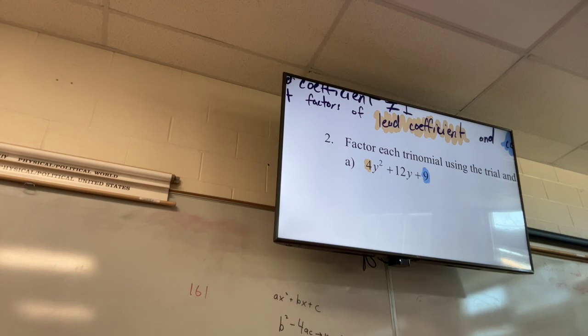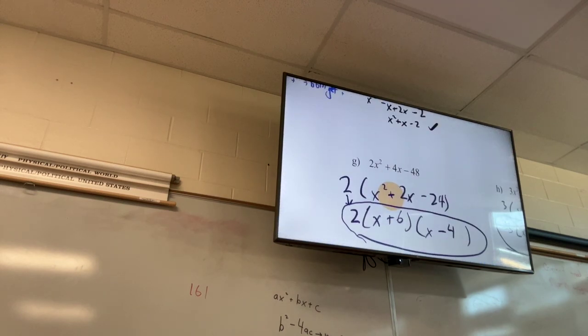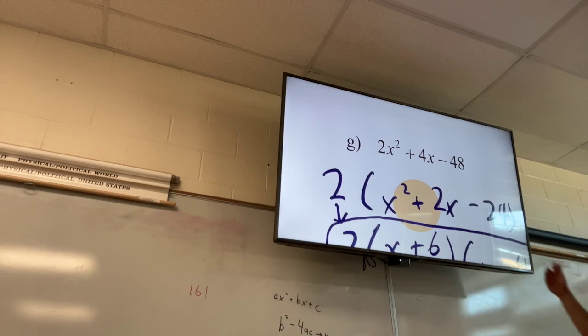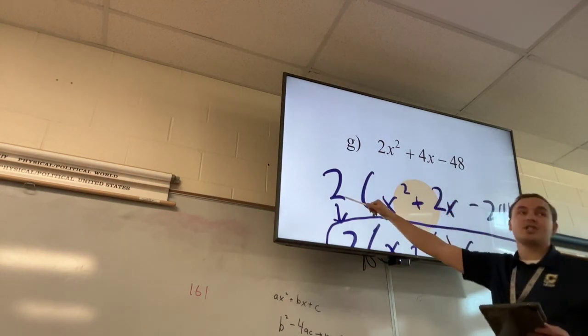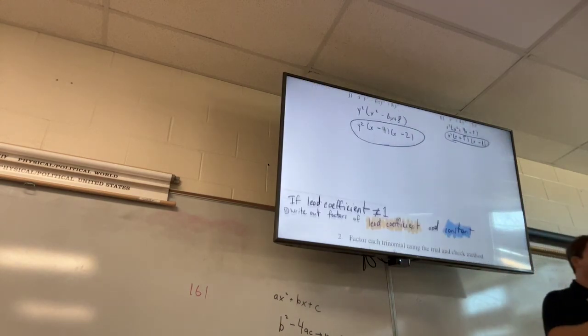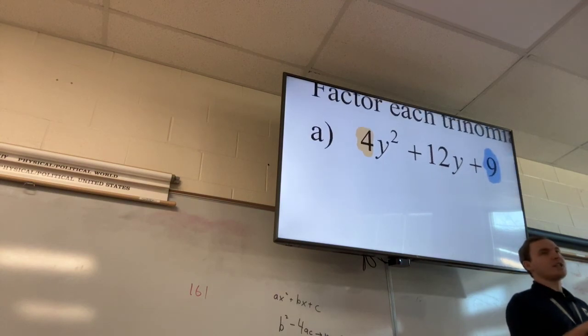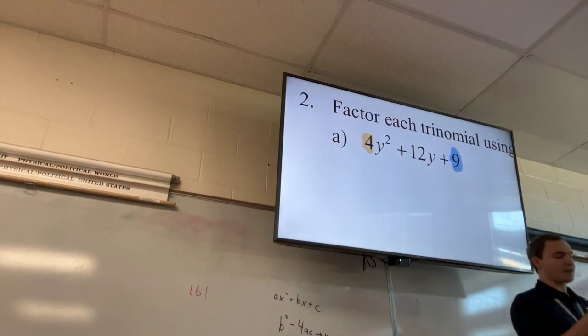Check for your GCF, that's always the first step, especially with these, right? Because in some of these problems, such as G here, it looked like we'd have to do the trial and check method, but we didn't actually have to do it because we could pull out a 2. And then we had a 1 here, okay? So you still always check for the GCF. Then if your lead coefficient is still not 1, you have to write out all the factors of the lead coefficient and the constant. So it's going to be 1 times 4 and 2 times 2, right?